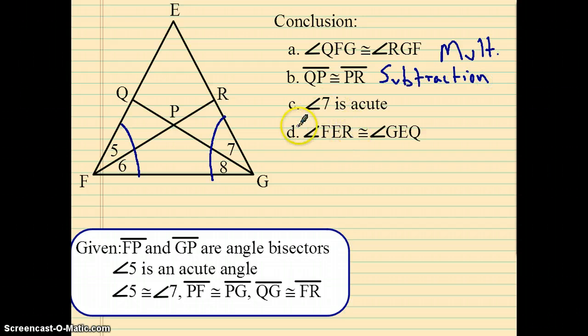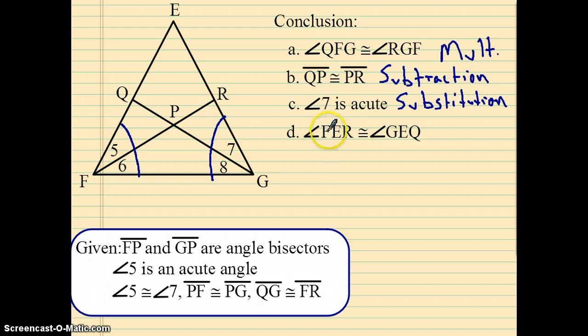Now, why can we say that angle 7 is acute? We know angle 5 is acute, and we know 5 and 7 are congruent. So by the rule of substitution, we can say that angle 7 is acute.